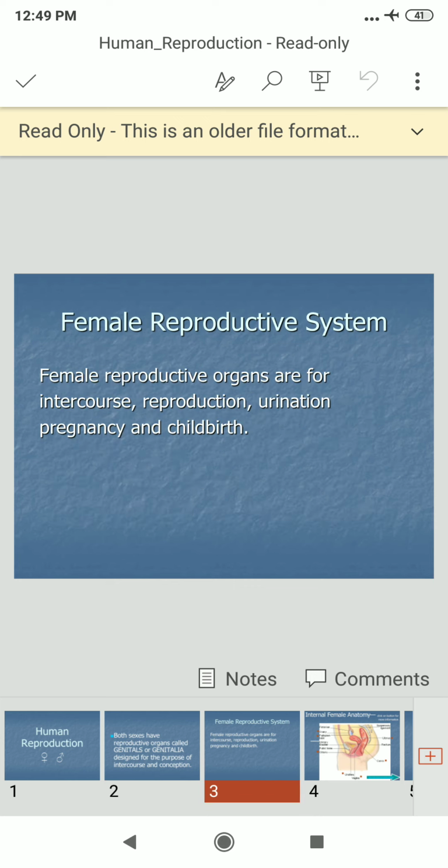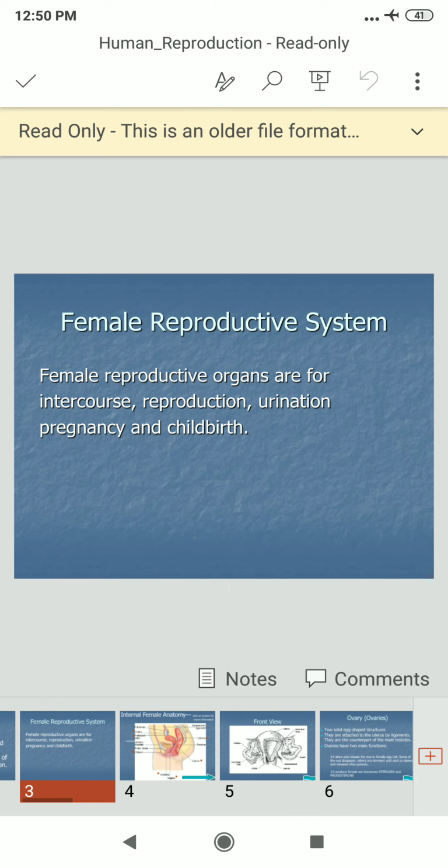And the female reproductive system, the organs are for intercourse, reproduction, urination, pregnancy and child birth. म्हणजे फिमेल रिप्रोडक्टिव्ह सिस्टीम हे यासाठी मेनली उपयोगात येते, म्हणजे इंटरकोर्स, रिप्रोडक्शन, युरिनेशन, प्रेग्नन्सी अँड चाइल्ड बर्थ.